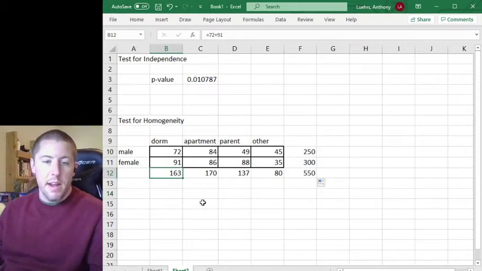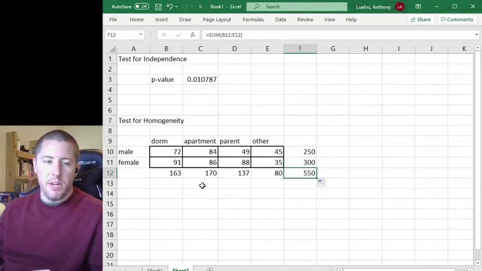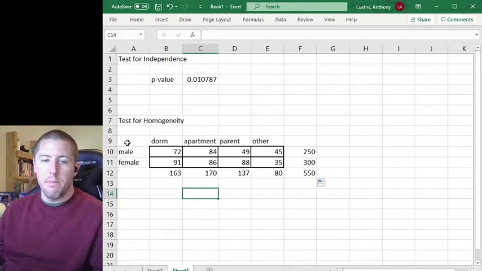So I at least see some numbers I recognize: 163, 250, 300, 550. Those were all numbers we saw before. So I feel pretty good that we're getting stuff that matched what we had before.